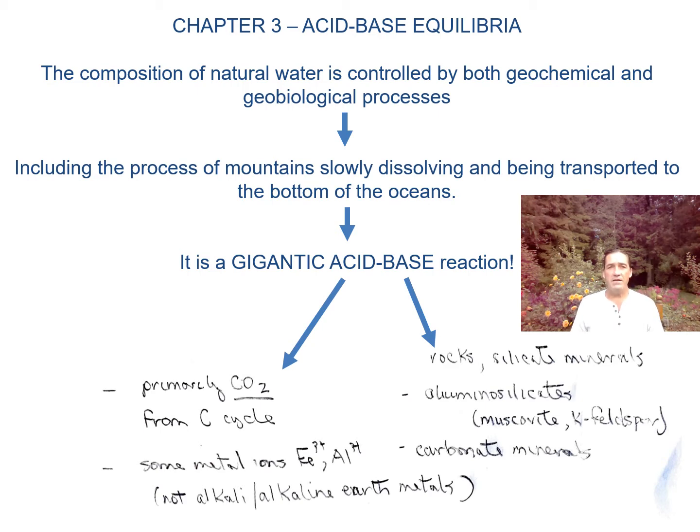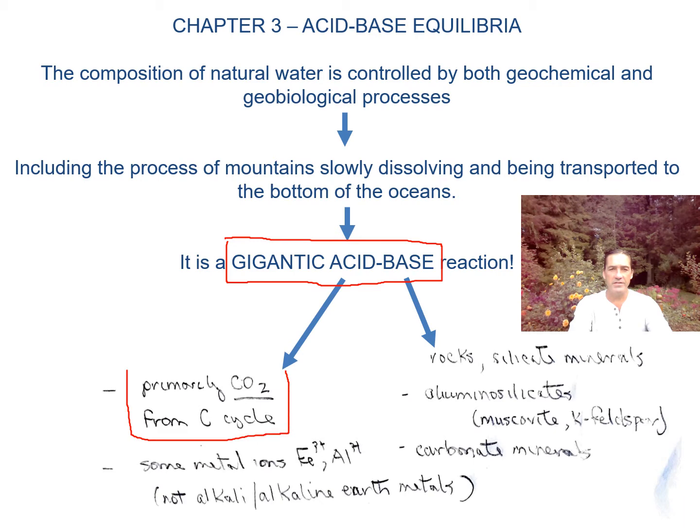Many of these processes are large scale, they're geochemical, they're geobiological. The main process is that of erosion, where the water cycle dissolves the continent and that material is transported to the bottom of the oceans. This process, the water cycle eroding the continents, is one giant acid-base reaction. It is going on constantly and has been going on for billions of years, and it's continual. And the main acid we're talking about is CO2.